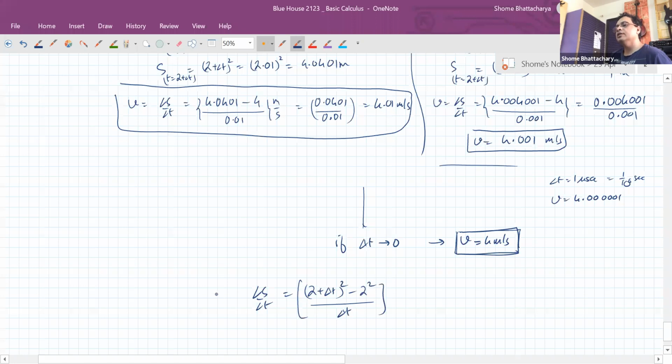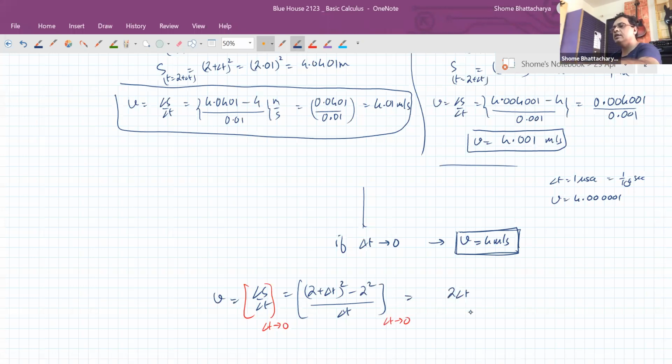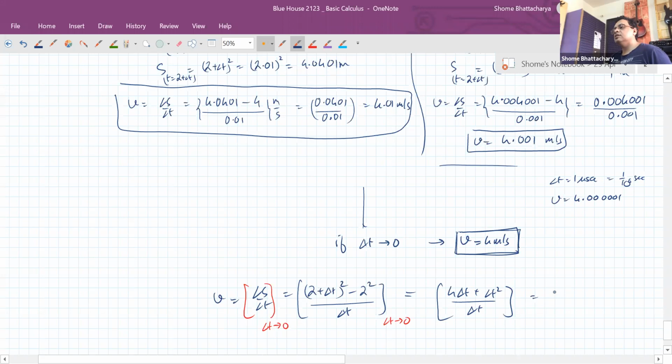Okay. So if I want to make this speed instantaneous, on this I'll have to put the condition. If I want to do the exact calculation, this should be tending to 0. So here delta t should be tending to 0. If we expand this bracket further, we'll get 4 delta t plus delta t square, divided by delta t. So that we can write as, take delta t common, 4 plus delta t, divided by delta t.